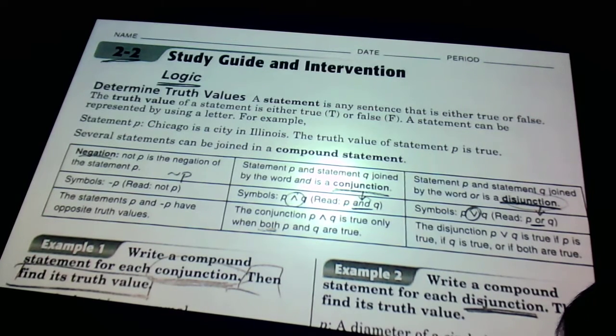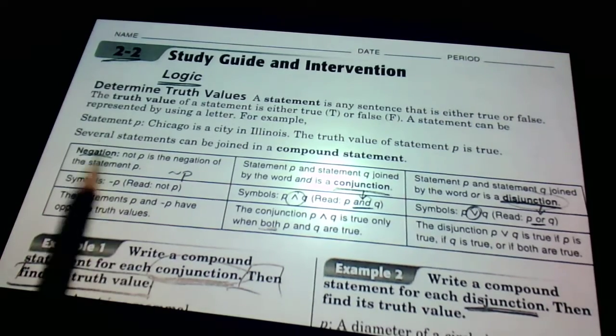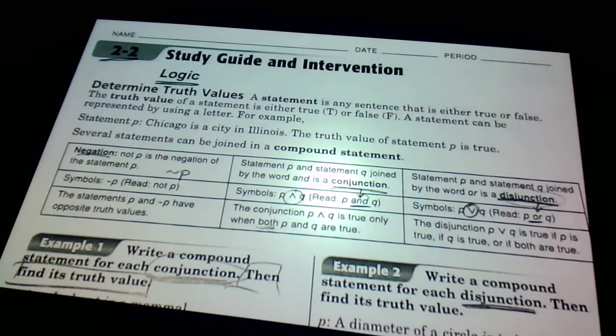All right, so today we're going to be looking at determining truth values and really what that means for different statements. It might be a math statement. It might not be. Basically, we're going to look at a statement as a sentence that's either true or false, and so we're going to determine the truth value based on if that statement is true or false, okay? A lot of times here, you're going to see a statement represented using a letter. So the one they talk about up here is they say, hey, let's say we had statement P, Chicago is a city in Illinois. Then you could look at that statement and see if it's true or false. Obviously, Chicago is a city in Illinois, so the truth value of that statement or statement P is true.